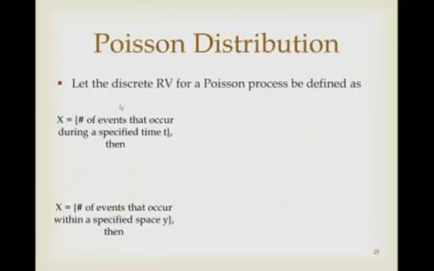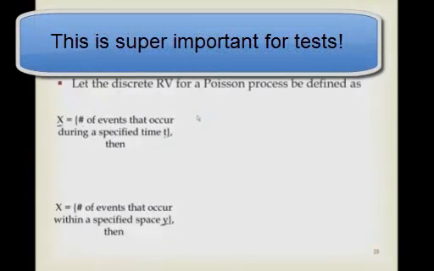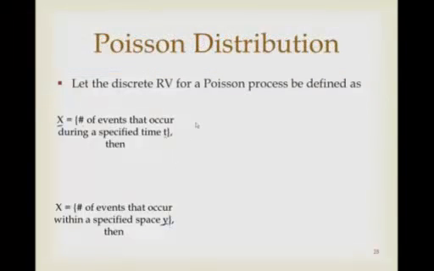And then we can let the discrete random variable for a Poisson process be defined as follows. I'm going to do it in two different ways. I'm going to first say that x is going to be the number of events that occur during a specified time t, and next I'll do it for a specified space y. Copy each one of these equations down because they're crucial. Sometimes I give time problems on quizzes, sometimes space. So I want to make sure that you understand how to do each one.